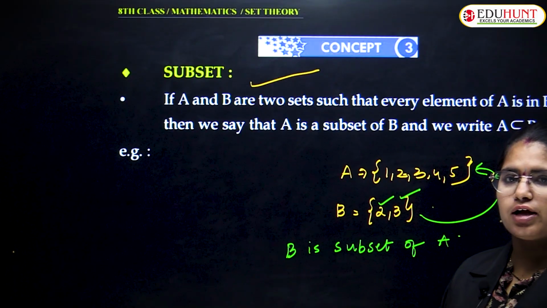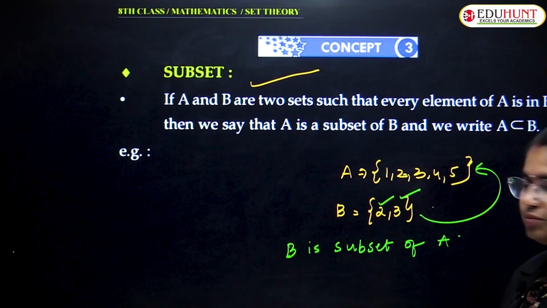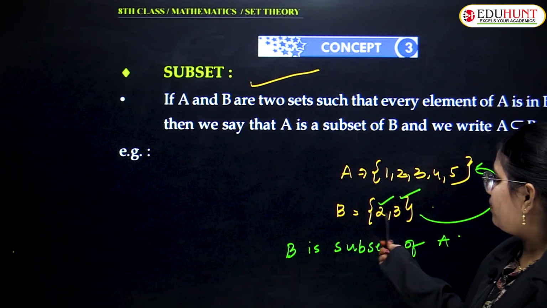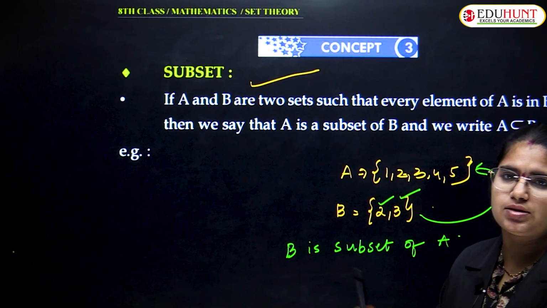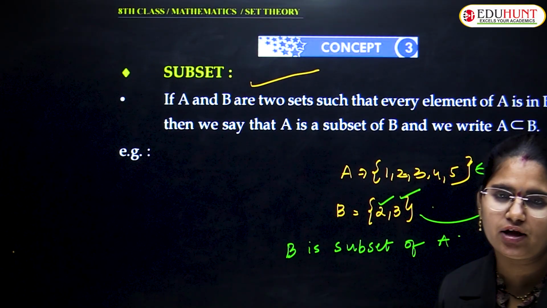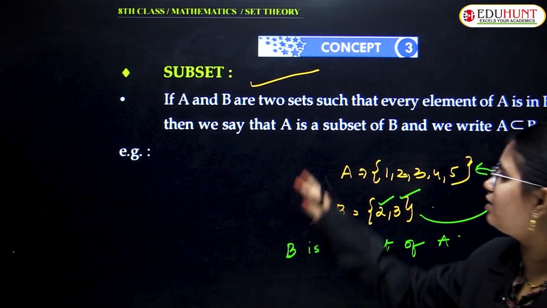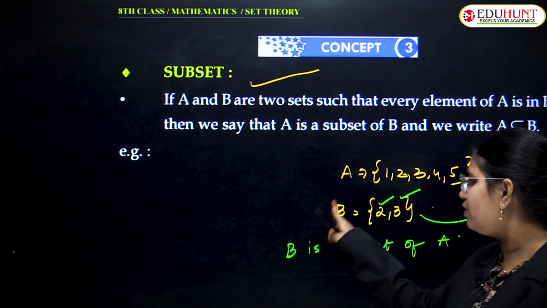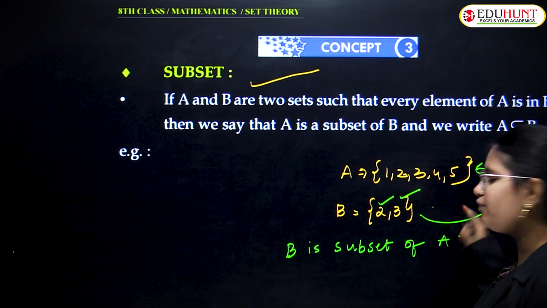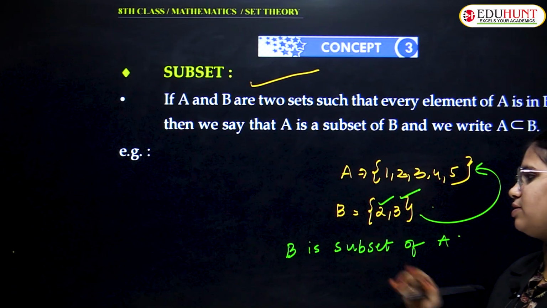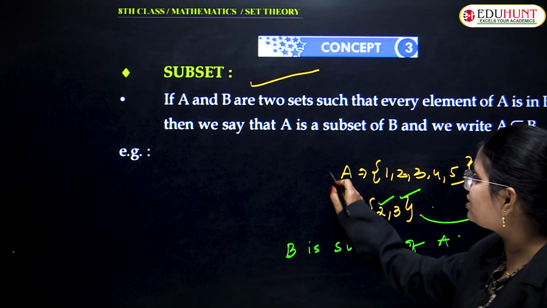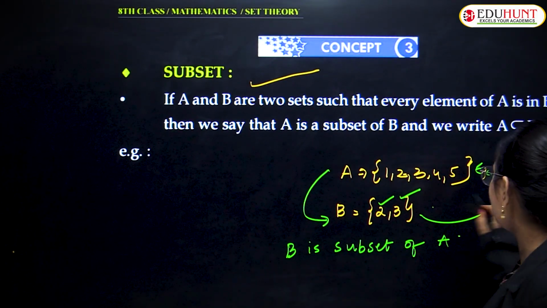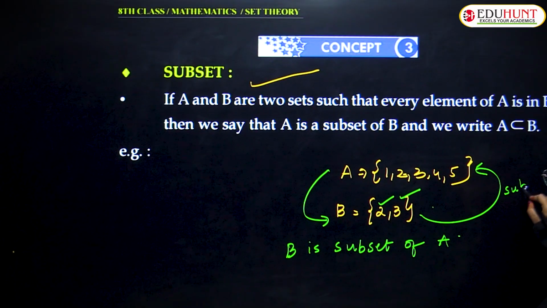Did you understand what I have taught till now? What did I say? All the elements of B, if they exist in set A, then I can say that B is a subset of A. Correct? Yes. B is called a subset of A.